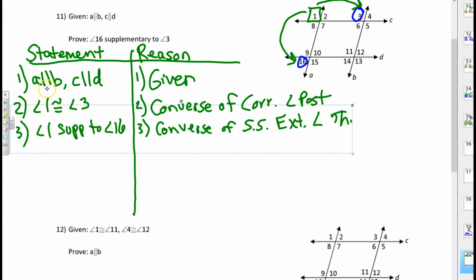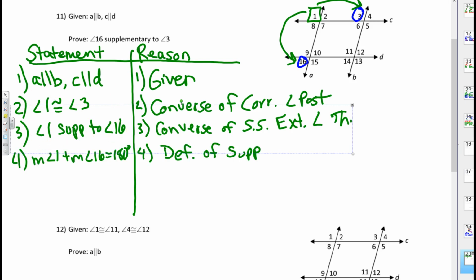Now I'm going to interpret both of these in my next 2 lines by looking at what it means to be supplementary. Well, it means you add to be 180. And so angle 1 plus angle 16 equals 180 degrees by the definition of supplementary. And then I'm now dealing in the world of equal signs. So I'm going to have to do a conversion step to say that the measure of angle 1 equals the measure of angle 3 by the definition of congruency.